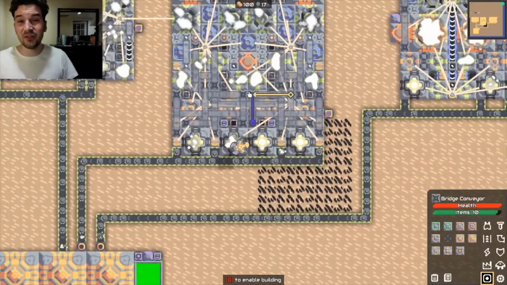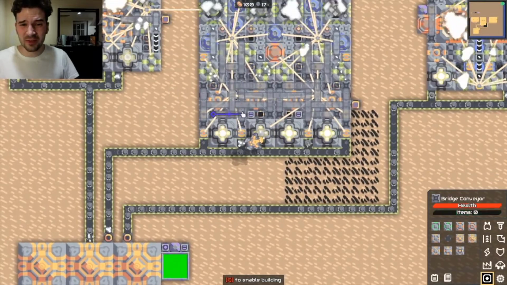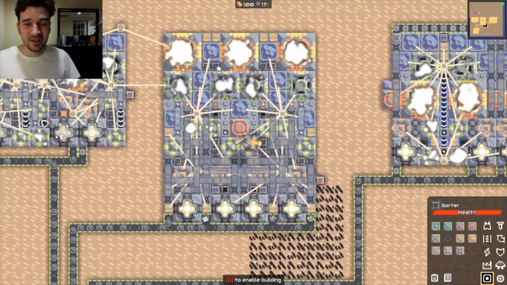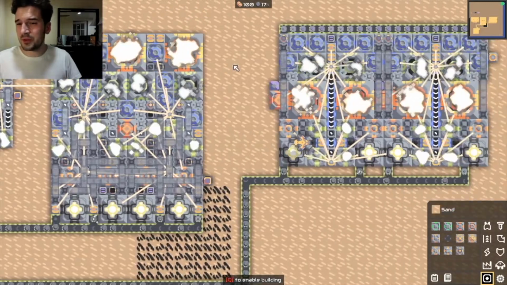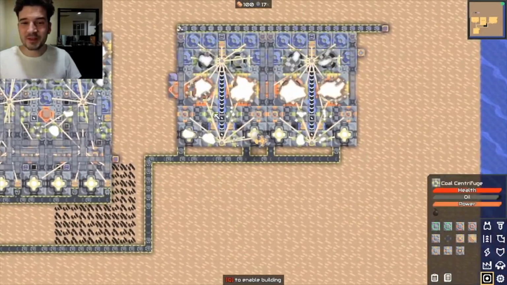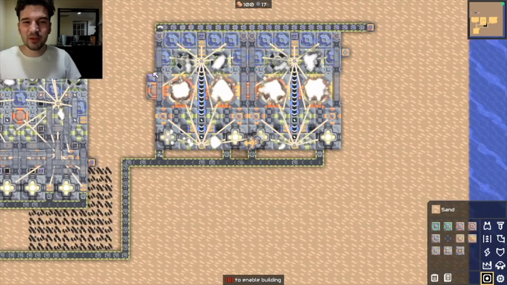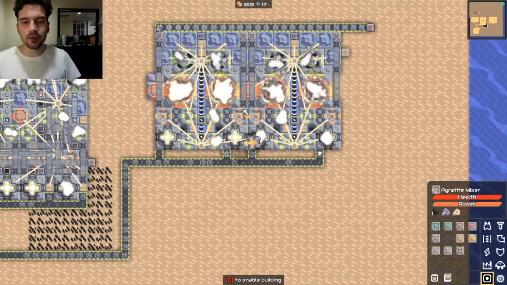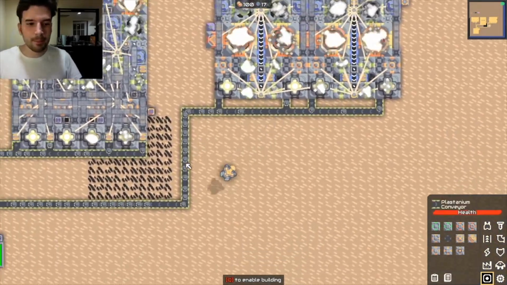It's messy as fuck. Look at all this, all these conveyors and stuff. I don't like it. Do not like it. Look at this. Not that many conveyors. Nice, neat, and orderly. I'm going to show you how to make this guy.